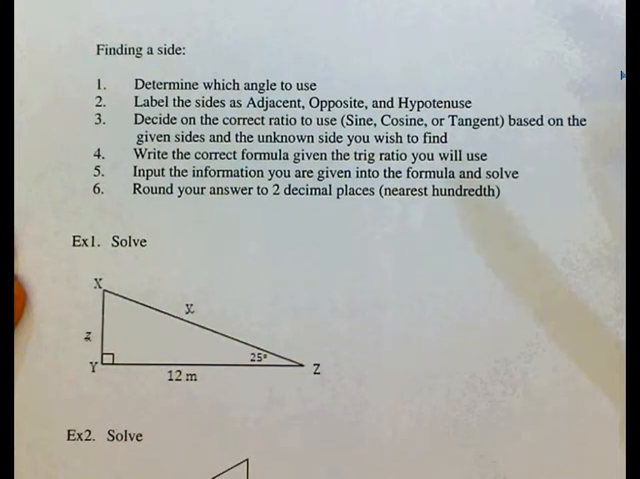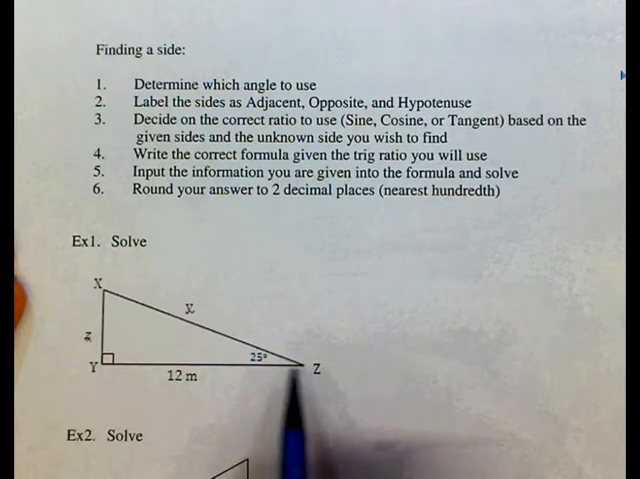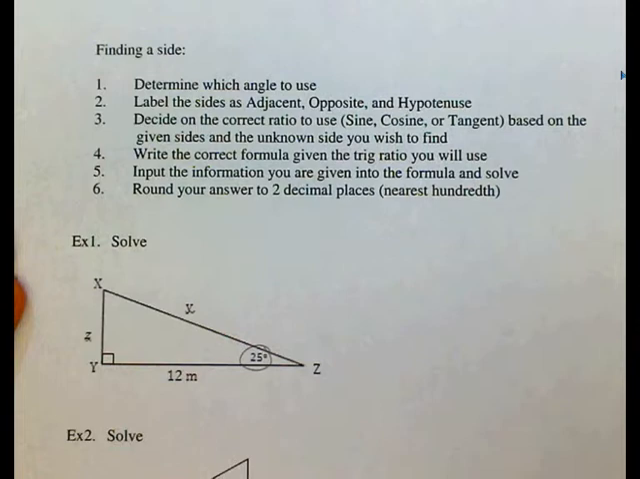So we have some instructions here. Determine the angle which is being used. Okay, well, example 1, it's 25. So it's angle Z. Label the sides as opposite, adjacent, and hypotenuse.